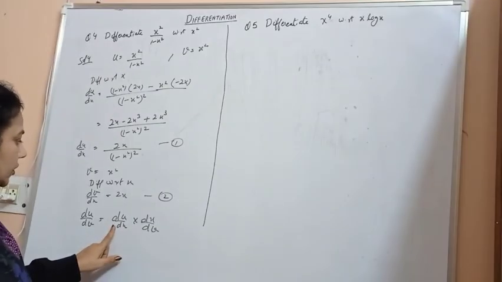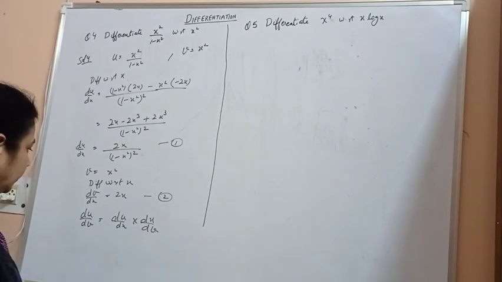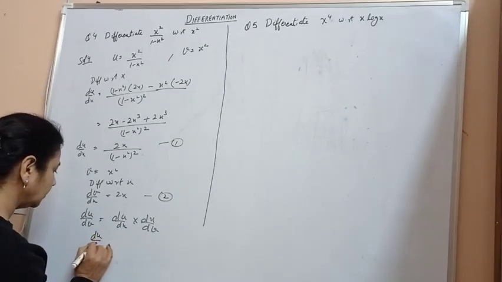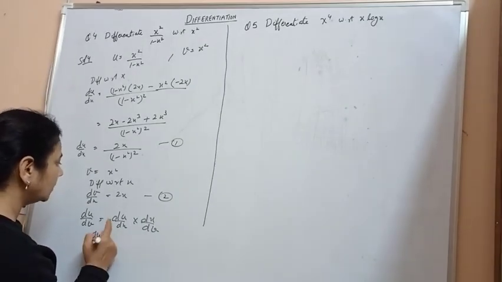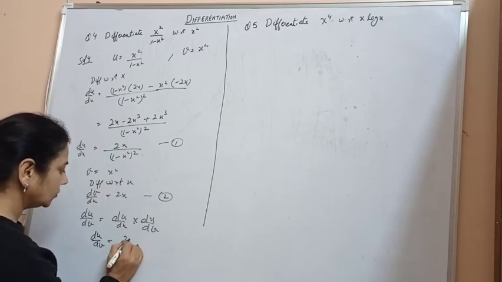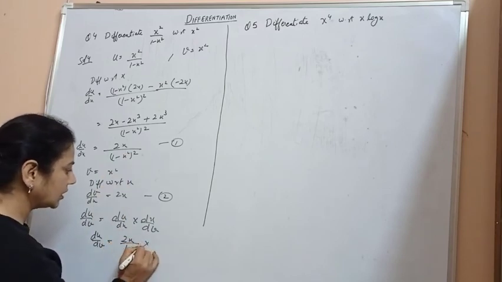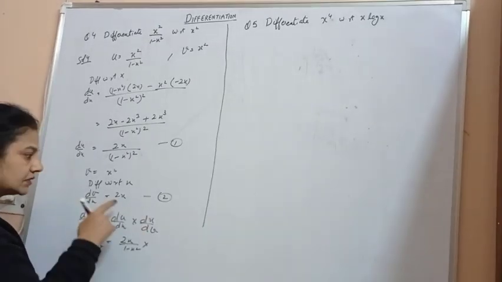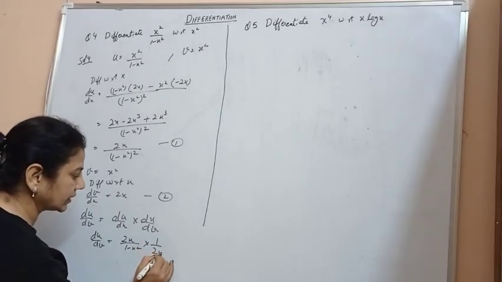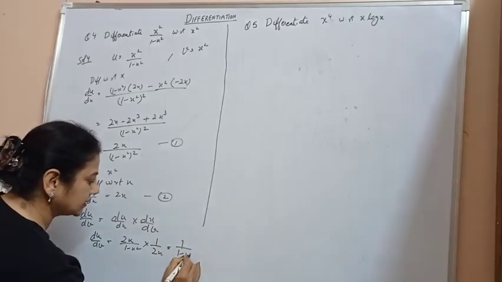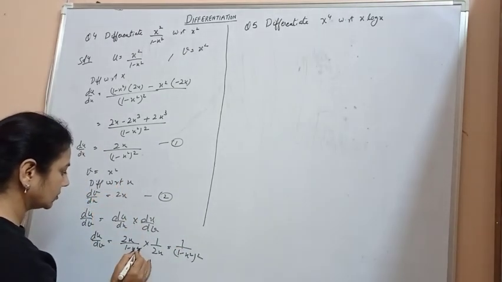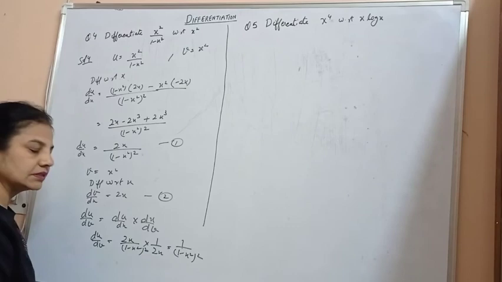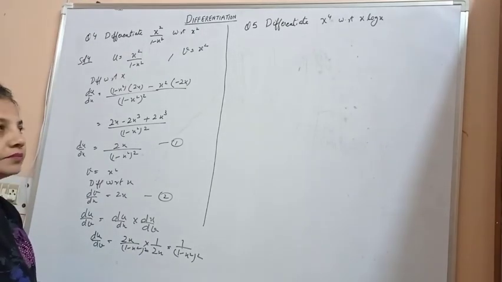So du by dx into dx by dv, I get du by dv is equal to du by dx, which is 2x upon (1 minus x square) whole square, and dv by dx is 2x, so dx by dv is the reciprocal of this, 1 by 2x, which is equal to 1 upon (1 minus x square) whole square.